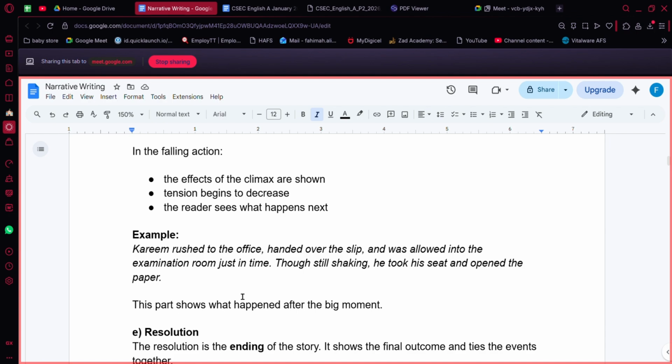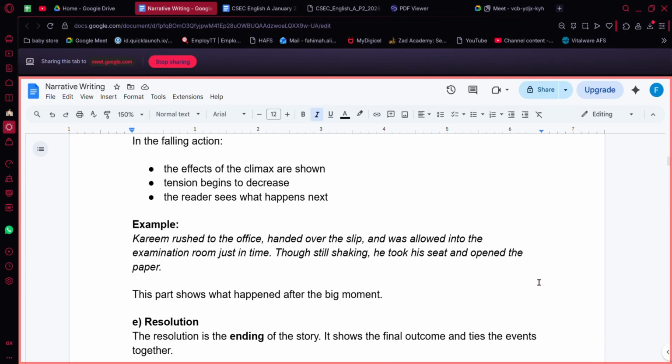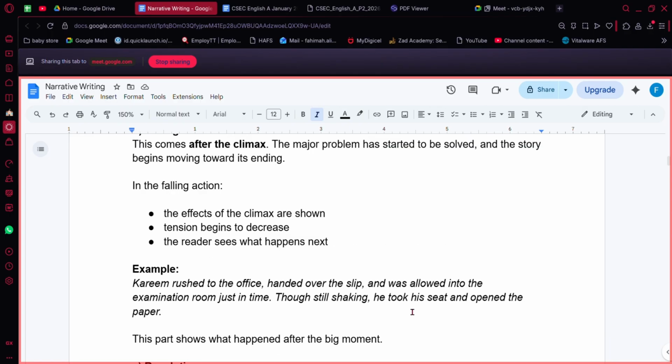So this shows what happened after the big moment of deciding whether or not he should go to the exam or go back home. He decided to go. So that is part of the climax. That's part of the fall in action, and he was let into the exam.